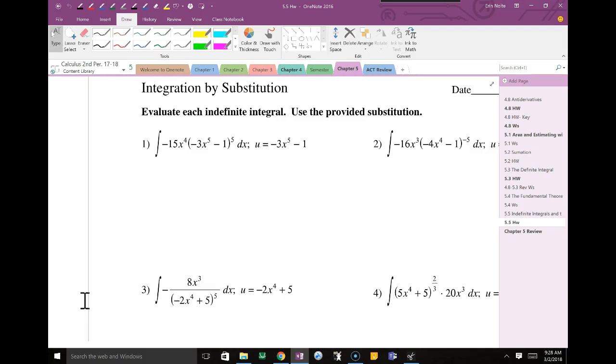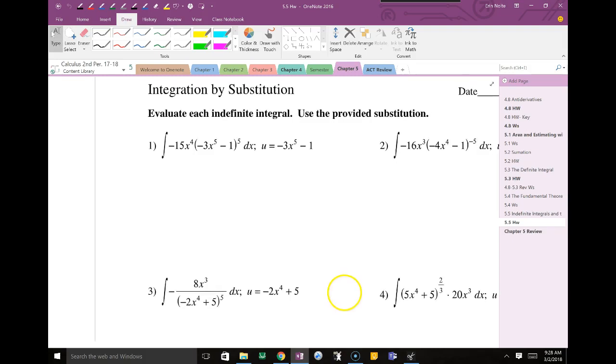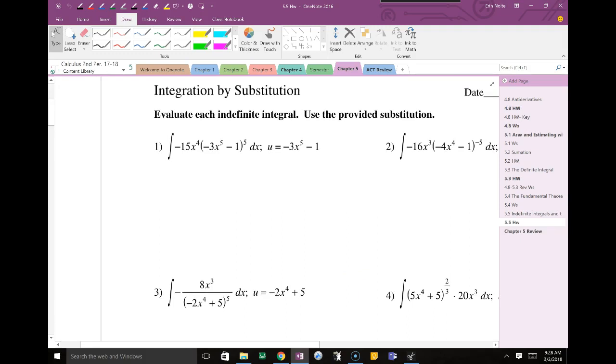U-substitution. Because there's not the d. Well, they already identified the u piece. Okay, let's do a u-sub and let's kind of make it quick. You ready? Yes. Okay.